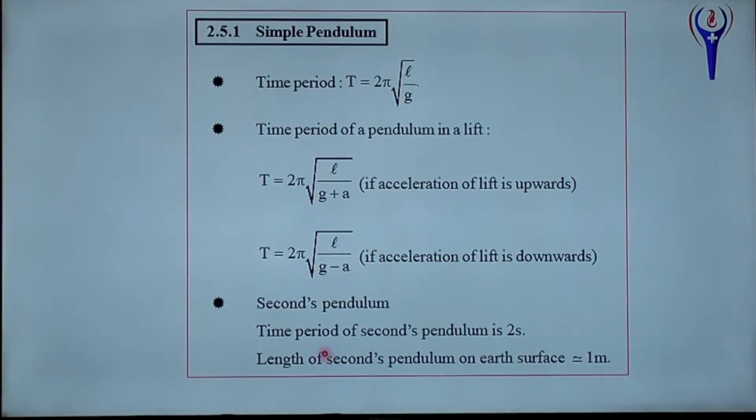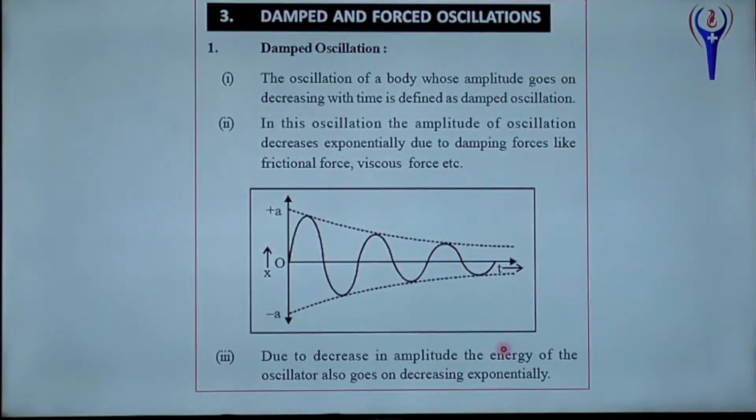And seconds pendulum: the time period of a seconds pendulum is 2 seconds, and the length of a seconds pendulum on earth is exactly 1 meter. A seconds pendulum is a pendulum whose length is exactly equal to 1 meter. For 1 meter length, the time period will be 2 seconds. That is the seconds pendulum. Next, damped and forced oscillation.